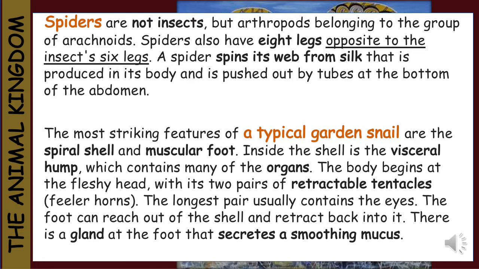Spiders are not insects, but they are arthropods belonging to the group of arachnoids. Spiders also have 8 legs, which is opposite to the insect's 6 legs. A spider spins its web from silk that is produced in its body and is pushed out by tubes at the bottom of the abdomen.